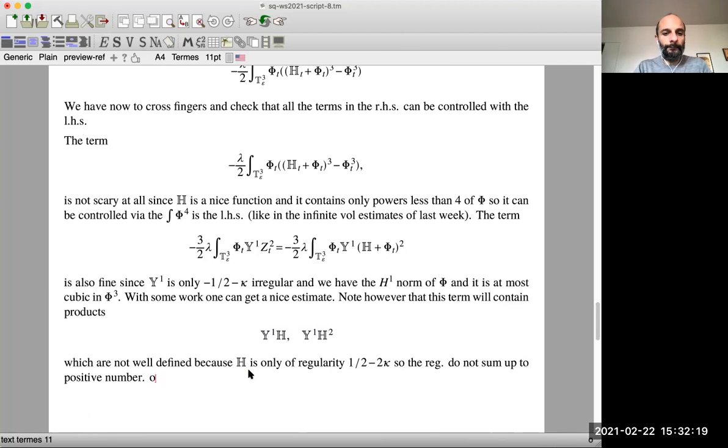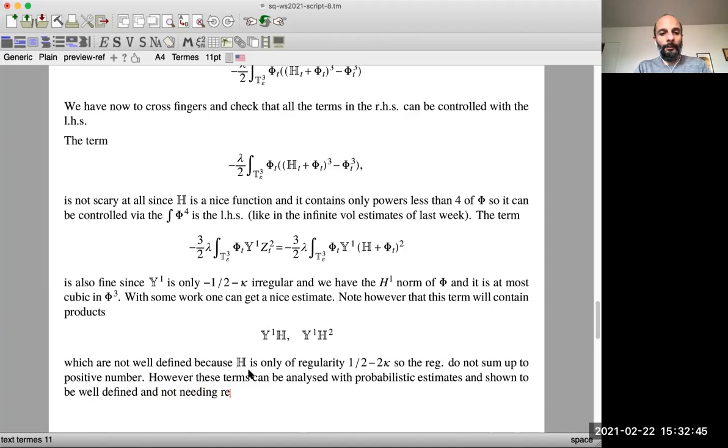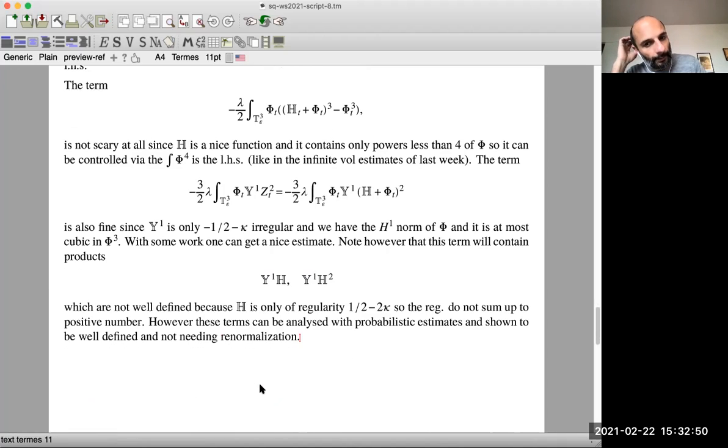However, these terms can be analyzed with probabilistic estimates and shown to be okay. More precisely, they are well defined and do not need renormalization. That's an important point. So they will not cause a problem for us. They are well defined.